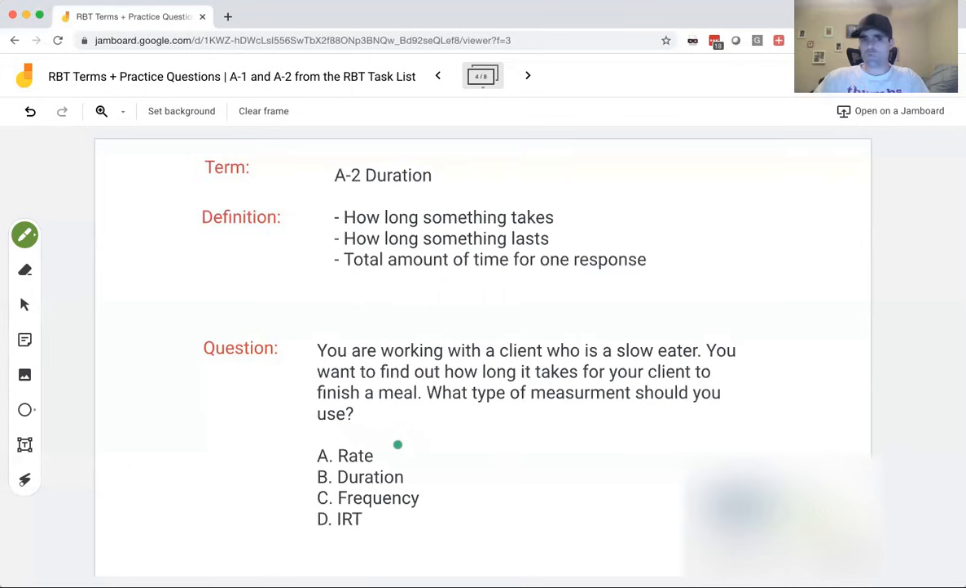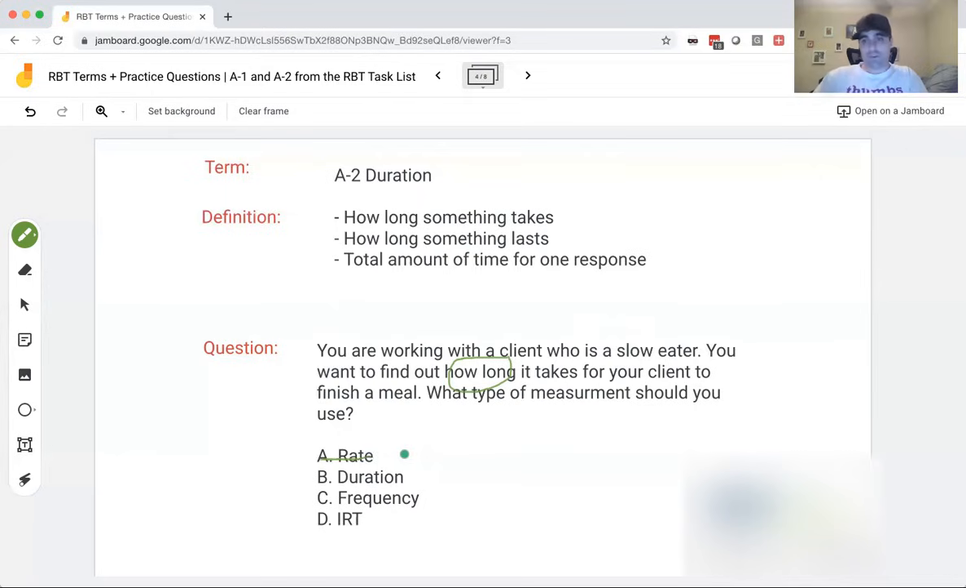We have A, rate. Well, what is rate? Rate is just frequency. There is time, right? But rate is just a frequency count. So are we counting anything? No. What's your key word? How long? How long? We're measuring a length of time. Rate measures a count. So rate is out.